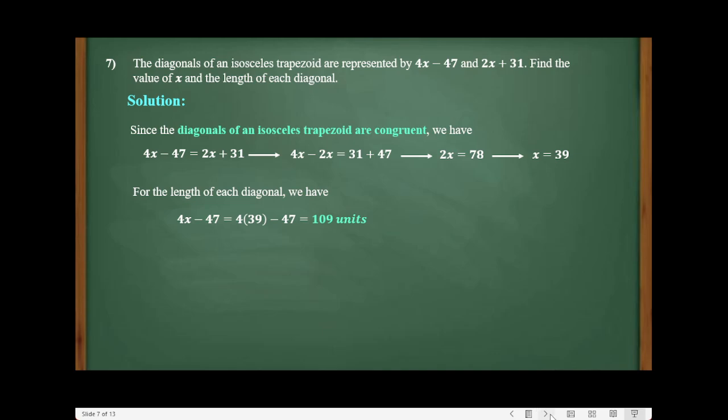Now, what about the other diagonal? This time, we use its equivalent expression, so 2x plus 31. So plug in the value of x here. This expression becomes 2 times 39 plus 31, and we obtain the same result, which means that the two diagonals of this isosceles trapezoid are equal in length. Particularly, they are both 109 in length. Okay?